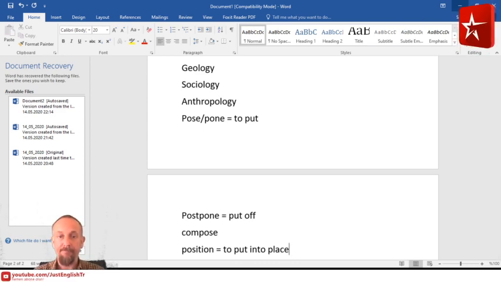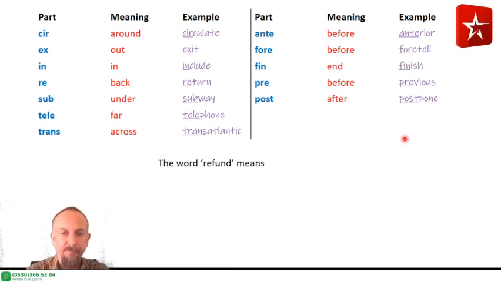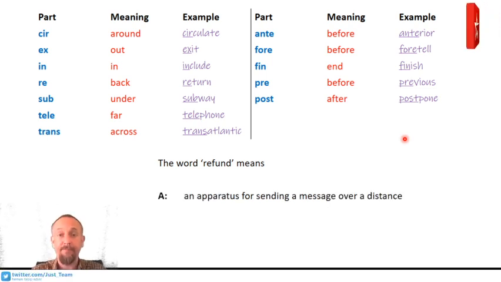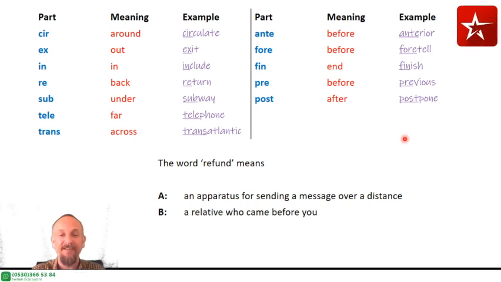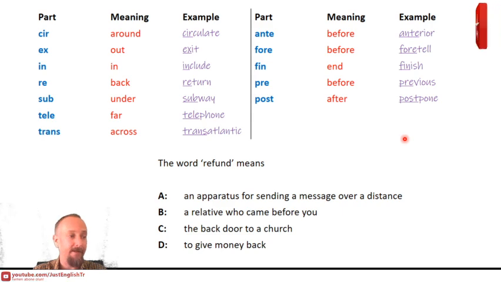Let's bring this down. So let's have a look at the first word. The first word is refund. A nice easy one, hopefully. Does it mean A, an apparatus for sending a message over a distance, or B, a relative who came before you, C, the back door of a church, or D, to give money back?